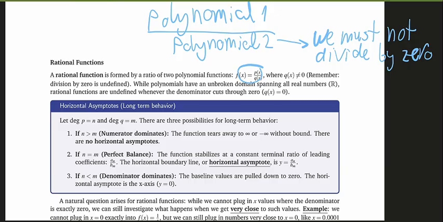If I have a polynomial divided by a polynomial, what's actually going to happen when x goes to a bazillion or negative a bazillion, or more formally infinity and negative infinity? We've already talked about the polynomial case.